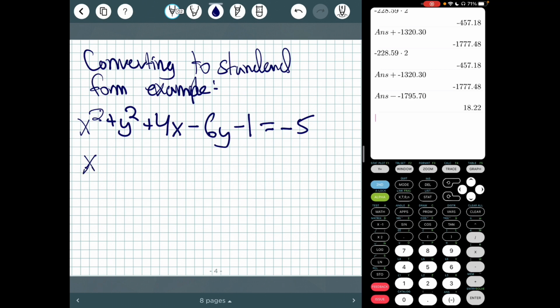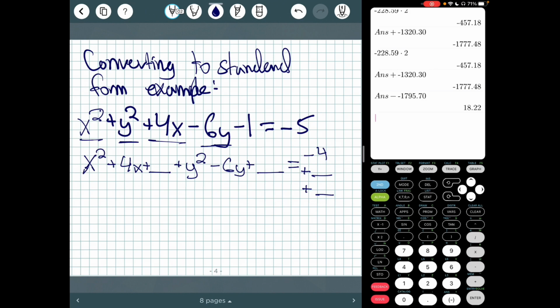So we have x squared plus this 4x, and then we want to put a blank. Then we can put the y's together. Y squared, right here, minus 6y plus another blank. And what we want to do with this minus 1 is move it to the right side, so we just add it. And on this side, we'll get negative 5 plus 1, which equals negative 4. And then we're going to add two blanks because we're going to be adding two numbers on the left side, so we have to add those two numbers on the right side also.